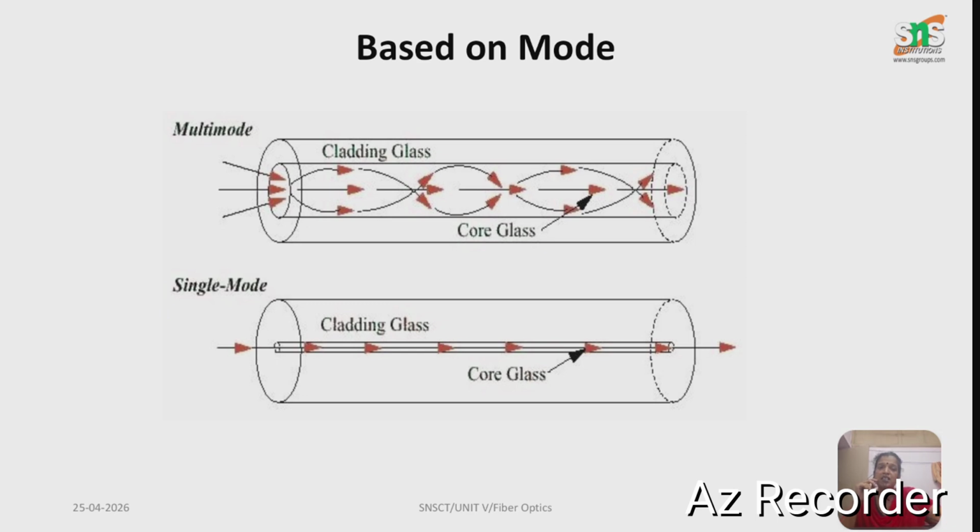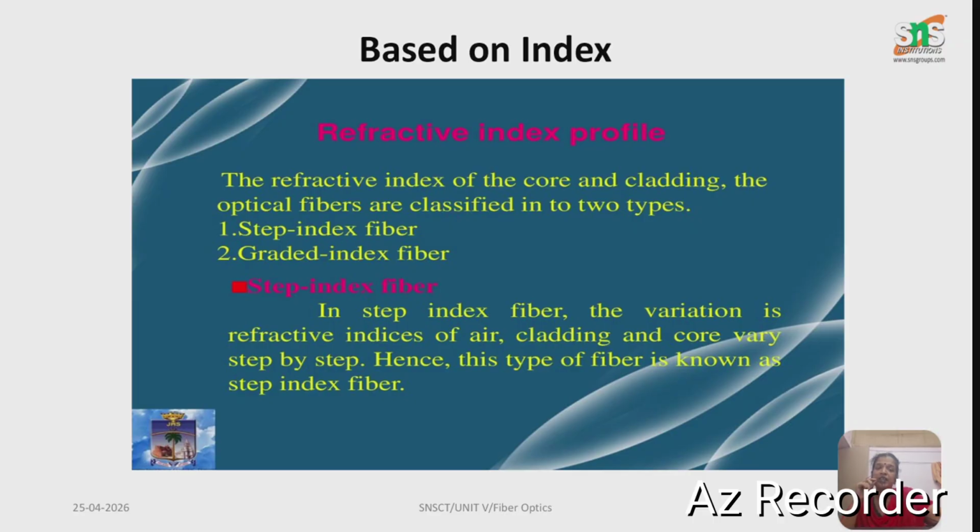So based on mode we can have multi-mode and single mode. In multi-mode it carries more than one light source because the core diameter is very much higher than the single mode. In single mode it carries only one light source. And then we can see the types based on index. Here we have a step index fiber and then the graded index fiber.